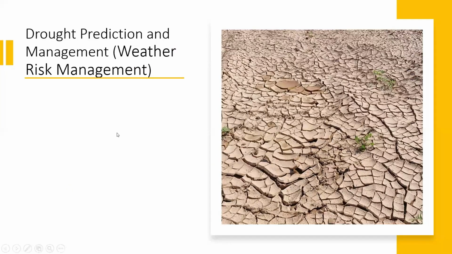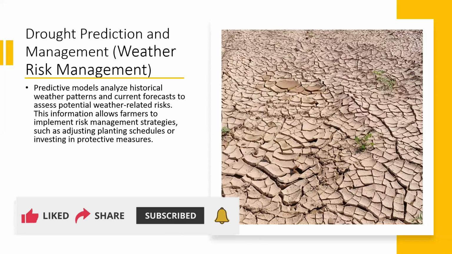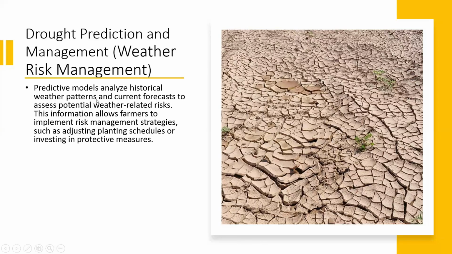So moving forward, we also have the drought prediction and management, which we call weather risk management. This is very, very important. So can we use predictive models to analyze historical weather patterns and the current forecast to assess potential weather-related risk so that we don't get caught out as many times in the past?